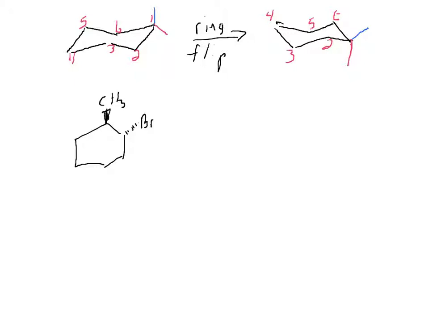These two things, we call this trans to each other. They're on opposite sides of the ring. The methyl and the bromine are on opposite sides of the ring. So the CH3 and the bromine are on the opposite sides of the ring. They're always going to be on opposite sides of the ring.